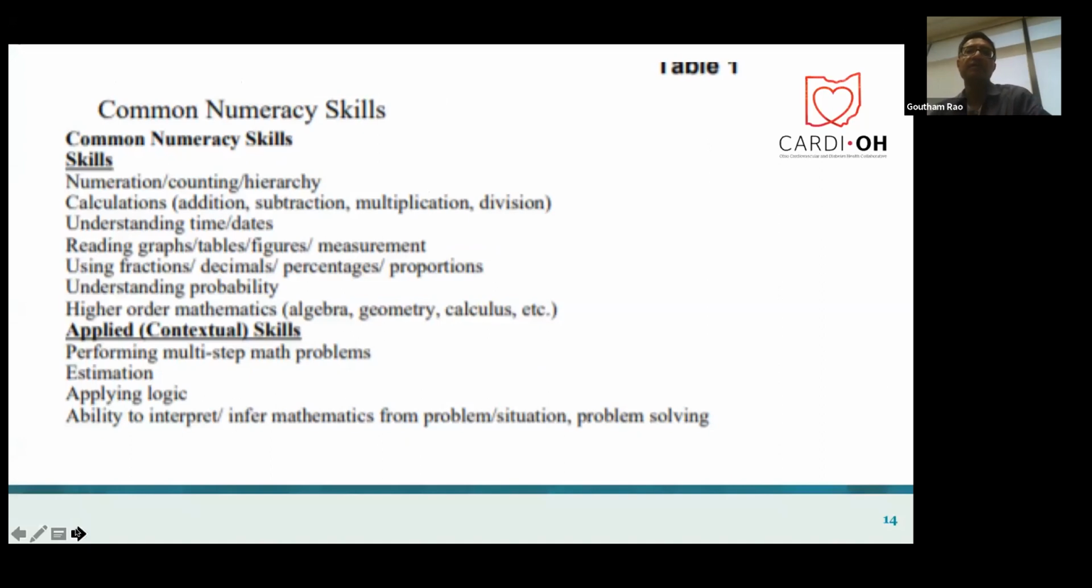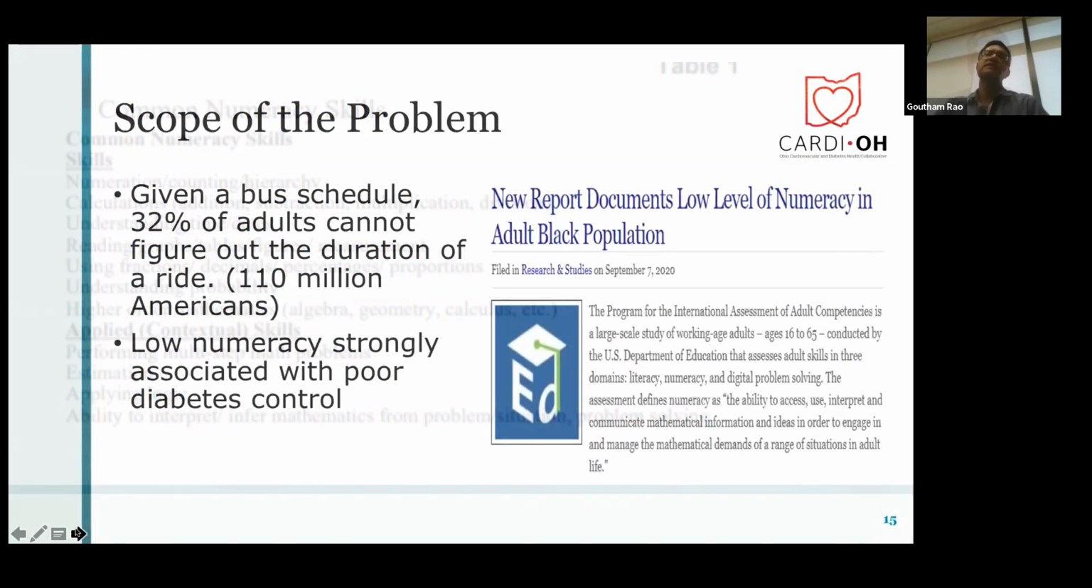It involves counting, obviously, calculations, times, and dates, which sometimes we wonder why our patients are not on time. And I'll explain why that might be in a moment. Fractions, decimals, probability, of course, higher order mathematics, contextual skills, logic, is very, very difficult for many of our patients to understand, especially people who are economically challenged. So here's the scope of the problem.